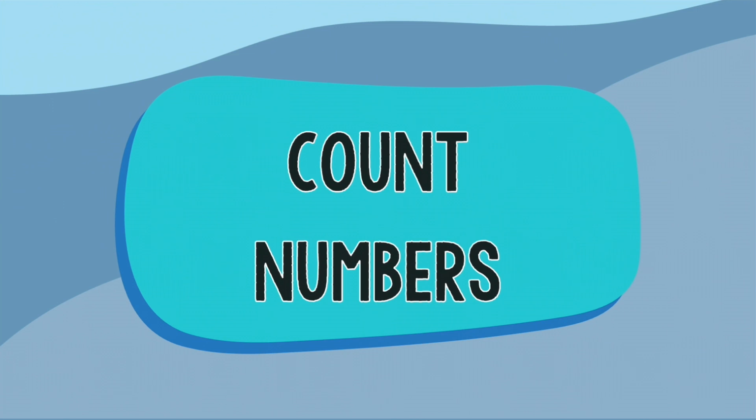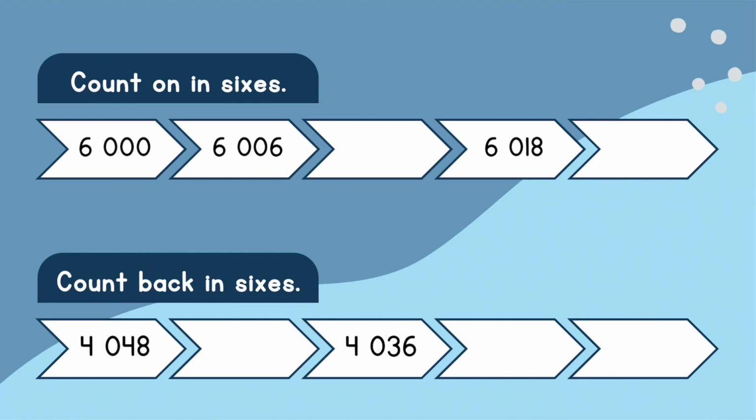Now let's learn about counting numbers. When we talk about counting numbers, we have two ways of counting. The first one is count on. Count on means you need to count forward, for example, 1, 2, 3, 4, 5. And the second one is count back. Count back means we need to count backwards, like 5, 4, 3, 2, and 1.